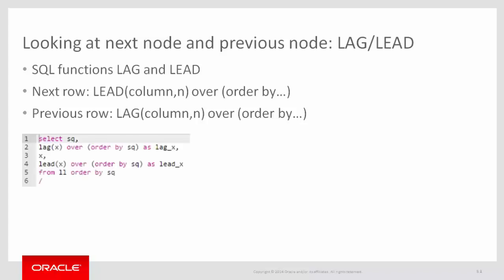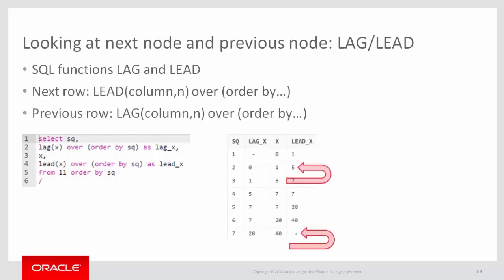So for example, I would select the sequence number, lag x over order by the sequence number, lead x over order by the sequence number. And here's the results of running that query. You can see that looking at the second row there, the lead x value of 5 takes the x value of 5 from the third row. And you can see again, looking at the second row, the lag x value of 0 takes the x value of 0 from the previous row, the first row.